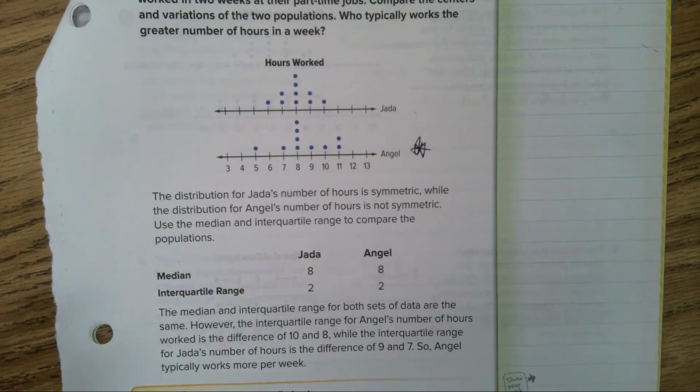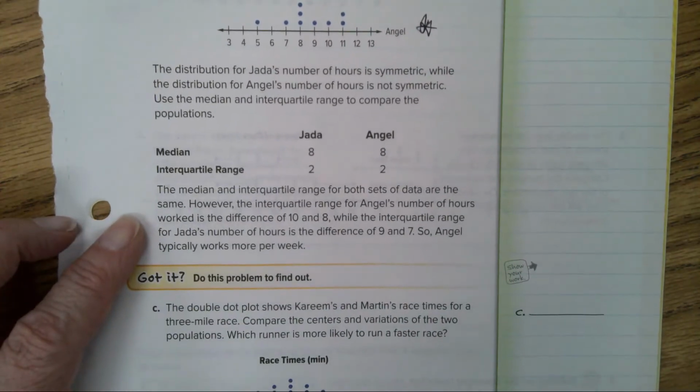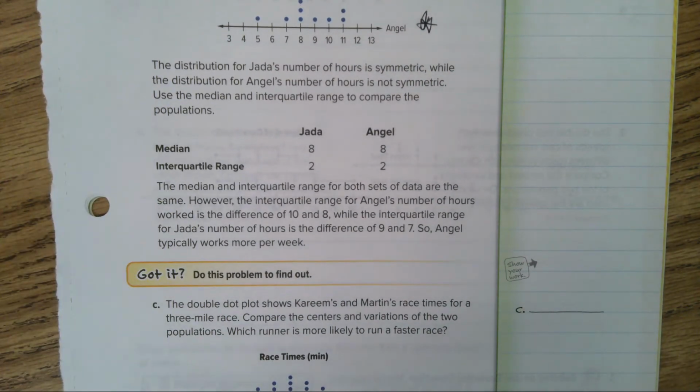So let's go on. It says the median and interquartile range for both sets of data are the same. However, the interquartile range for Angel's number of hours worked is the difference of 10 and 8. Once again, you have to do the whole box plot to find the interquartile range. So Angel typically works more per week. Now let's look at letter C. Yeah, you got a question?